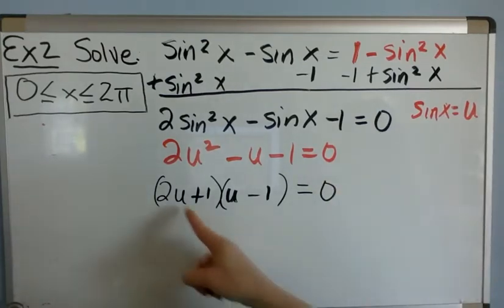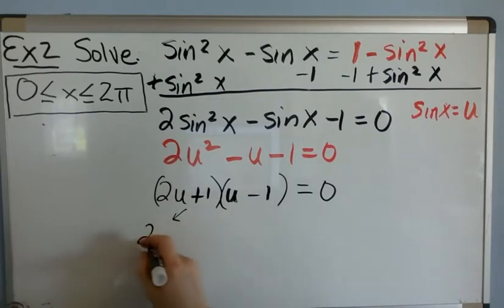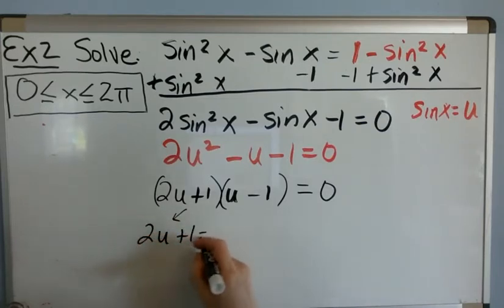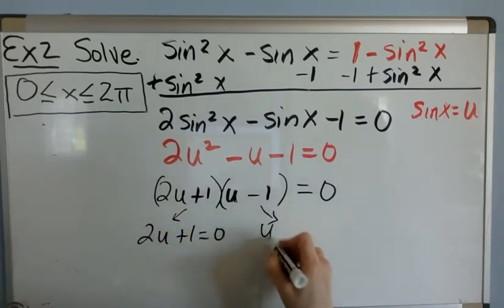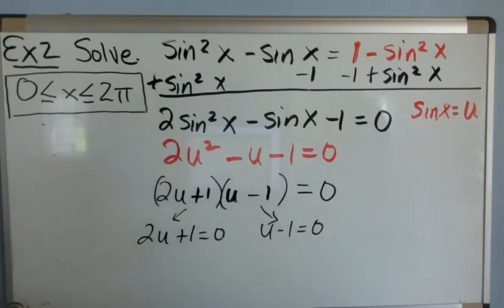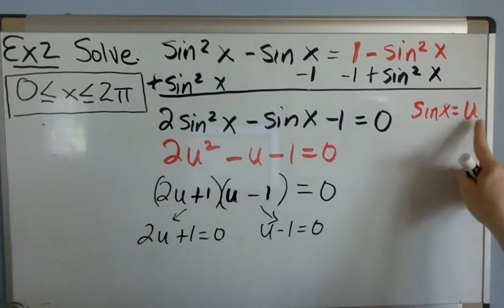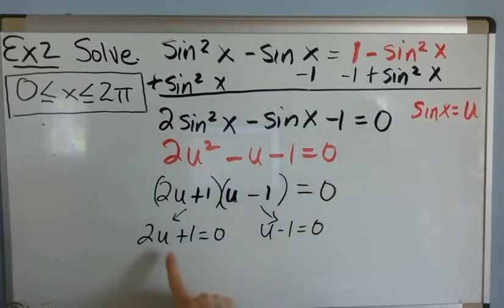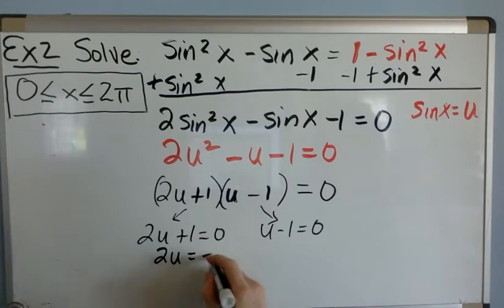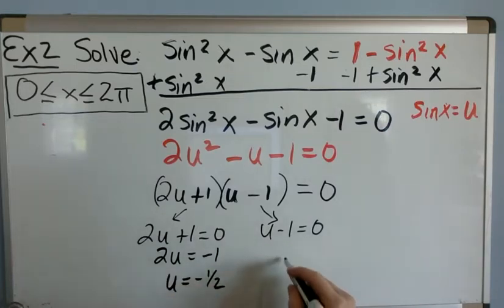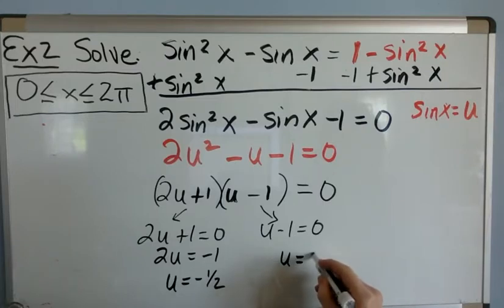Now let's set each one of these two factors equal to 0. So either 2u plus 1 equals 0, or u minus 1 is equal to 0. Let's get u by itself first, and then I'll replace it back with sine of x. I'm going to first subtract 1 from each side, and I get 2u equals negative 1. Divide by 2, and I get u equals negative 1 half. On this side, if I add 1 to both sides, I'll get u is positive 1.